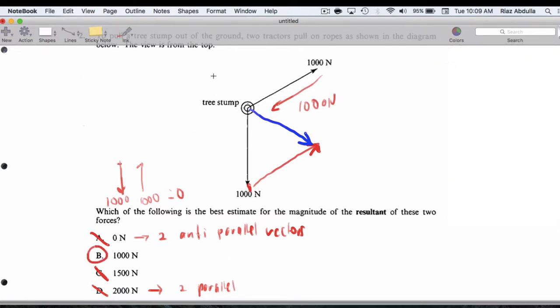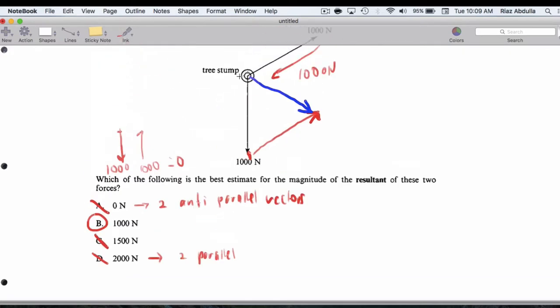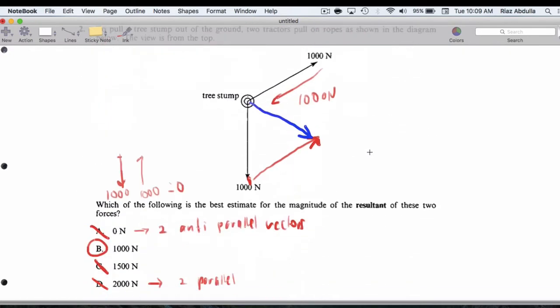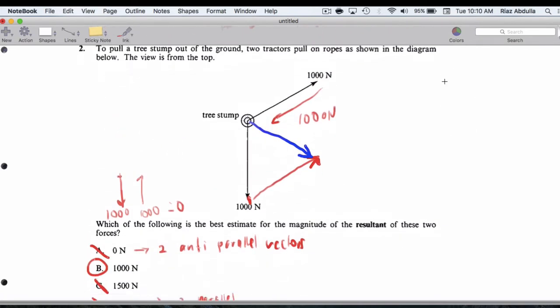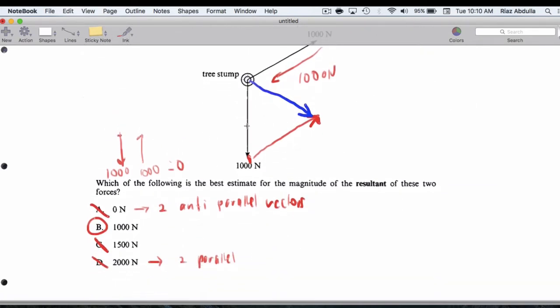Okay, so that's number 2. Again, it's an estimate. All I know is that this vector is definitely shorter than, how to say this? This vector is 1,000. 1,500 is way bigger than 1,000. This resultant vector is not bigger than this vector. Therefore, it can't possibly be 1,500. And the only choice we have left is B, 1,000.